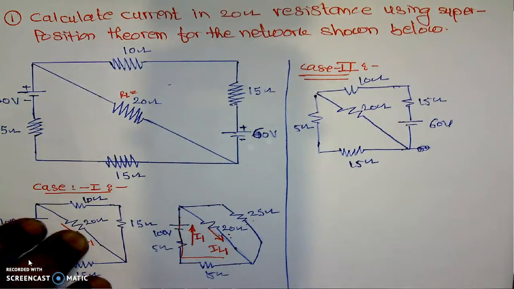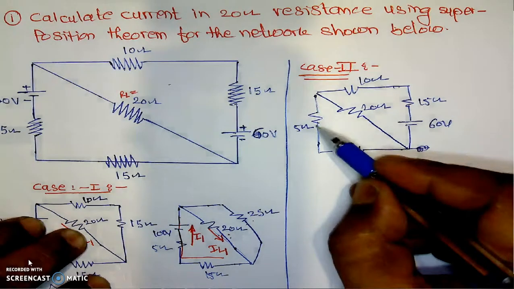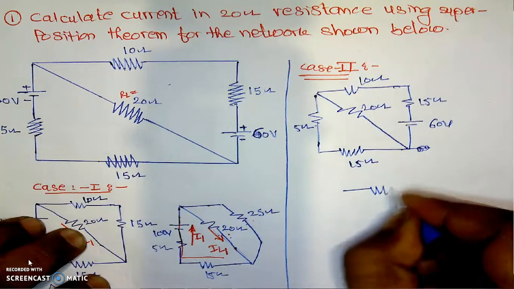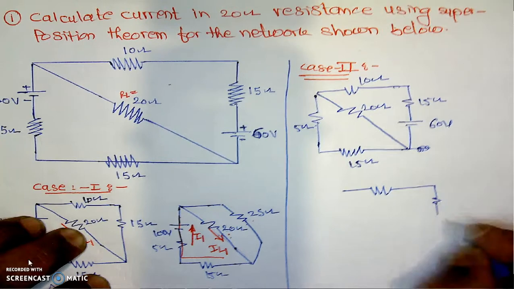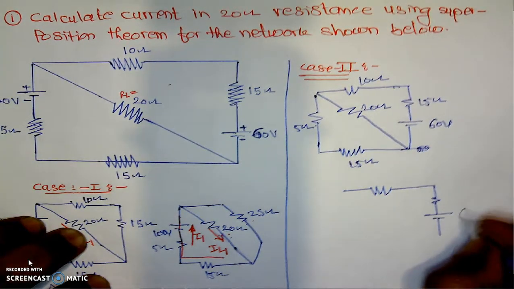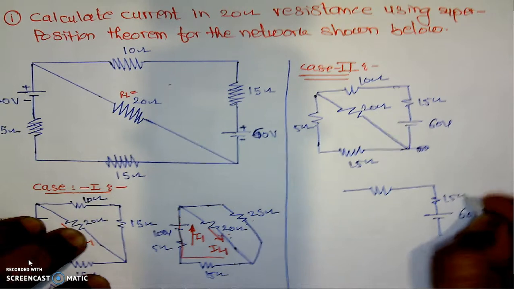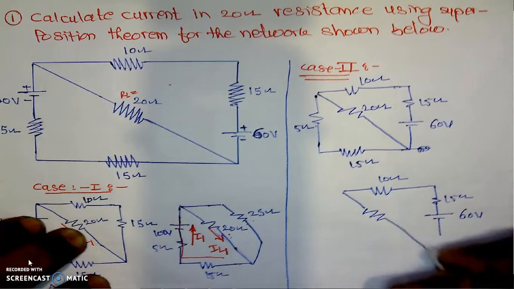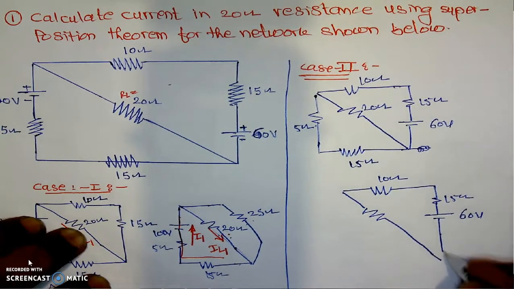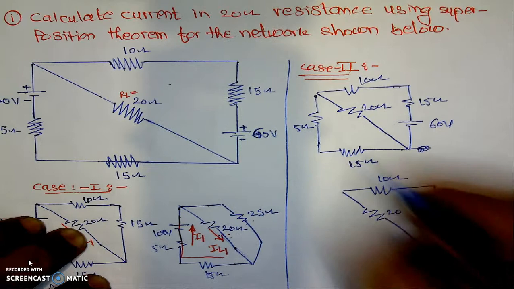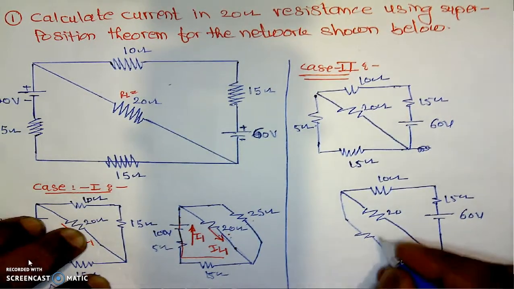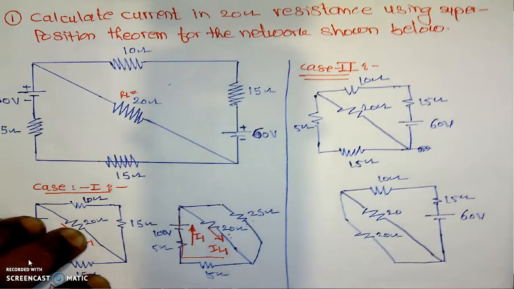Now we will use the reduction technique again. We will reduce the network. Here 5 ohm is in series with the 15 ohm. Means the next figure will be something like this. Here is one resistance. This is the second. Here is the source, 60 volt, 15 ohm. This is 10 ohm. Here this resistance is of 20 ohm, and this series combination will be 20 ohm.